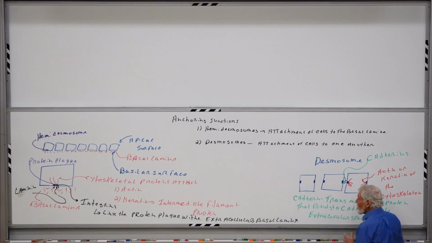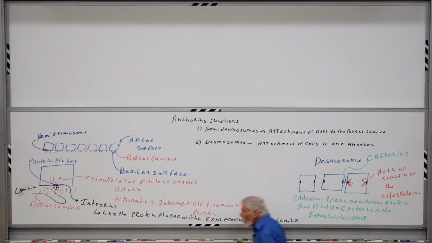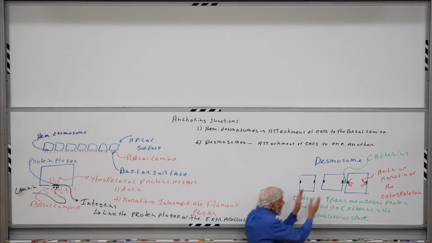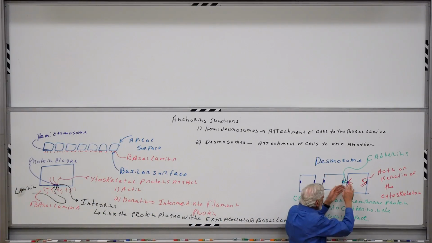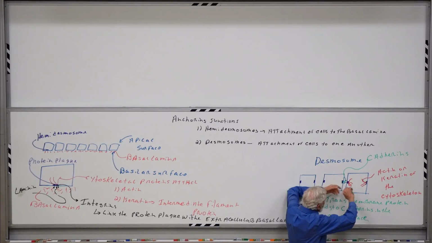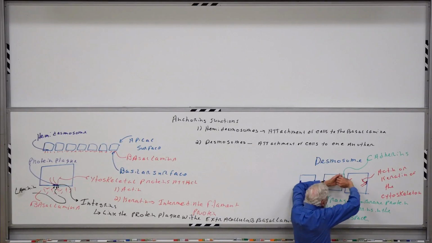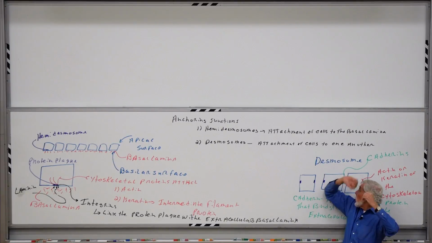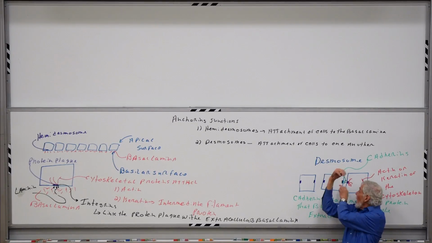So one of the ideas that comes out of this is that although epithelial cells sit on a protein matrix called the basal lamina, that protein matrix does not extend up between the cells. So in order to hold the cells one to another, there have to be these transmembrane proteins that link the two cells together.